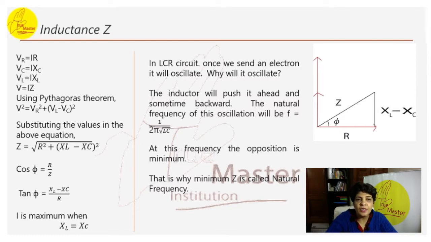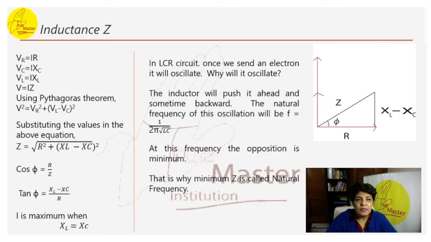Inductive reactance equal to capacitive reactance. So when will it be maximum? I will be maximum when inductive reactance is equal to capacitive reactance. In other words, the resistance of the inductor is equal to the resistance of the capacitor.